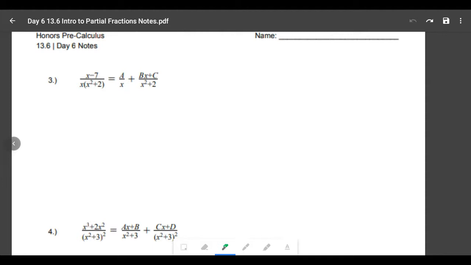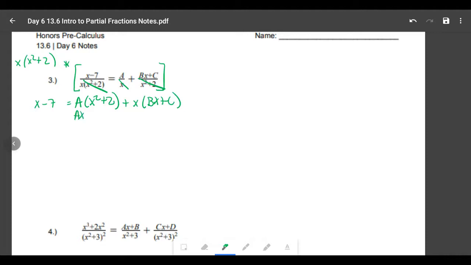Remember, first thing you're going to do, no matter which method you select, you're going to multiply by the LCD, which in this case is x times x squared plus 2. All right, in this first fraction, the whole denominator will cancel out, so I'll be left with x minus 7. In the second one, the x's would cancel out, so I will be left with a times x squared plus 2. And in the third fraction, the binomial cancels out, but we're left with x times bx plus c. All right, so let's distribute. We have ax squared plus 2a plus bx squared plus cx.